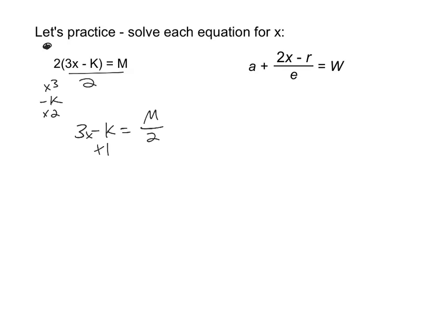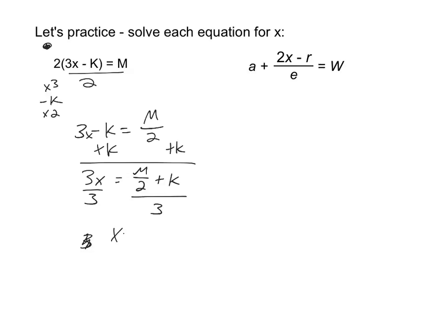Now let's undo. Let's add k to both sides. And like I'm writing over here on the right, I'm just going to add the k to the fraction m over 2. And likewise, if I just divide everything by 3, I get x equals m over 2 plus k, all over 3. Yeah, it looks kind of ugly, but that's our answer.